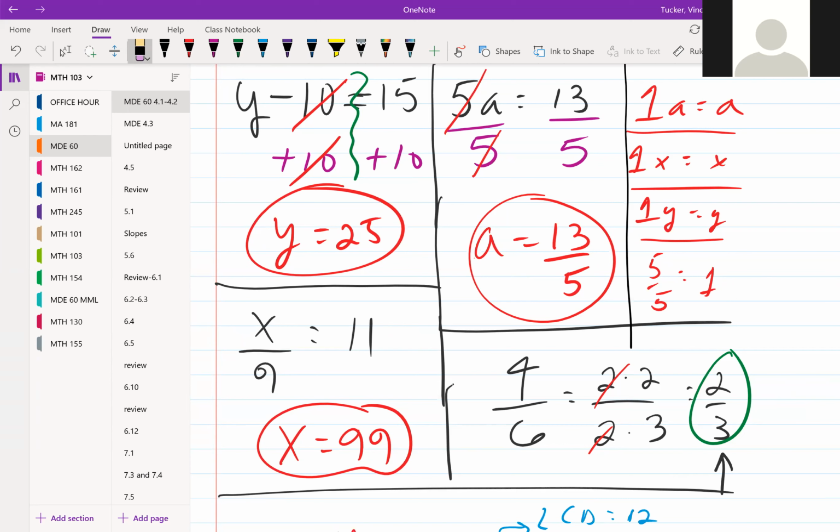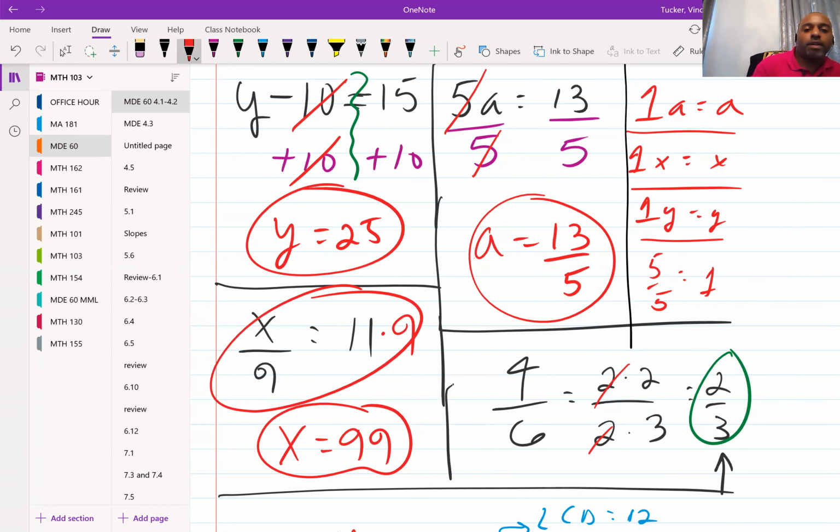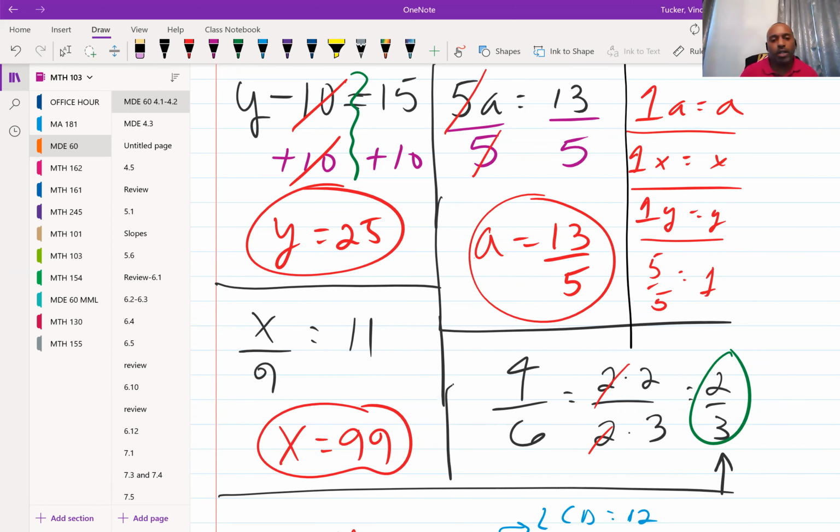So last one of the one-step operations, and I left my eraser on again. Right here, we have x over 9 equal to 11. So we have x being divided by 9. So what we need to do is multiply both sides by 9. Doing that will leave you with just x on the left, and then 11 times 9 is 99. And that would be the answer.